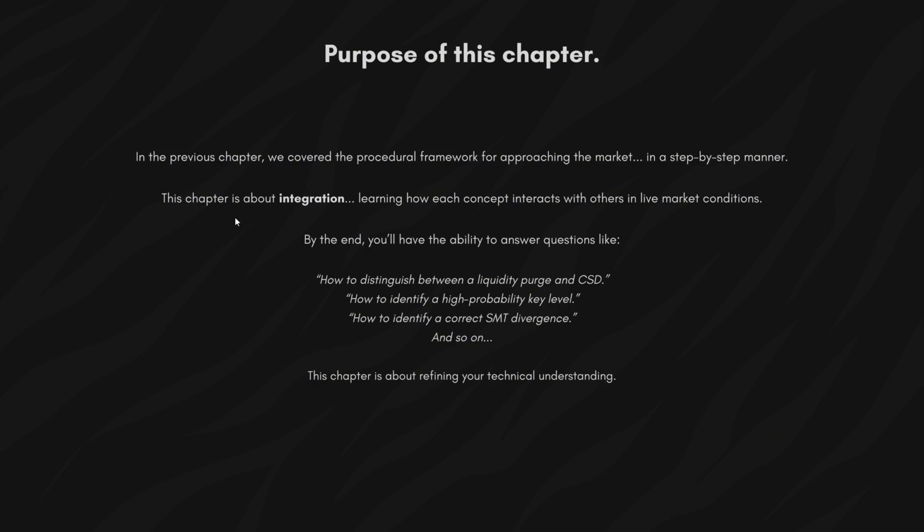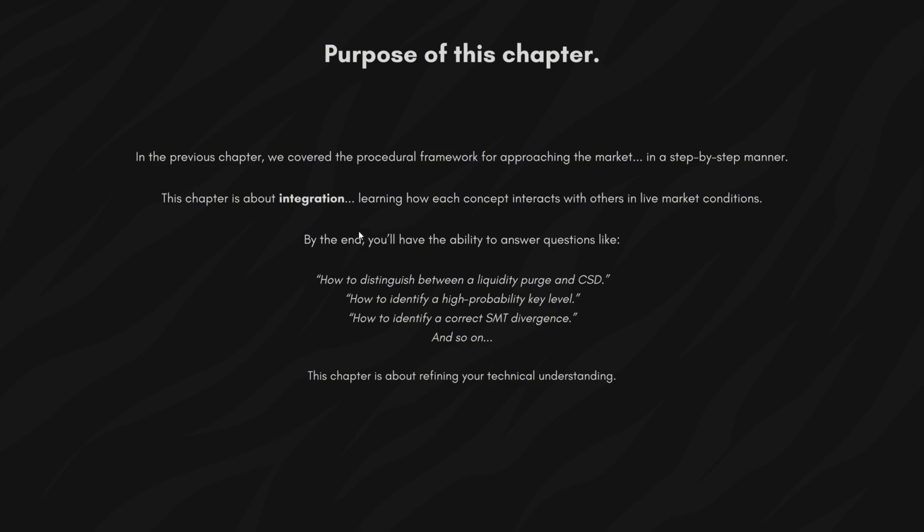This chapter is about integration. And what I mean by that is that now that you've actually learned about the frameworks and how they work together, the goal here is to show you how different concepts interact with each other and how they integrate with each other in real life market conditions. Okay, so instead of treating each concept like an isolated tool, we're now going to learn how they interact with each other and how they are integrated with one another in different conditions.